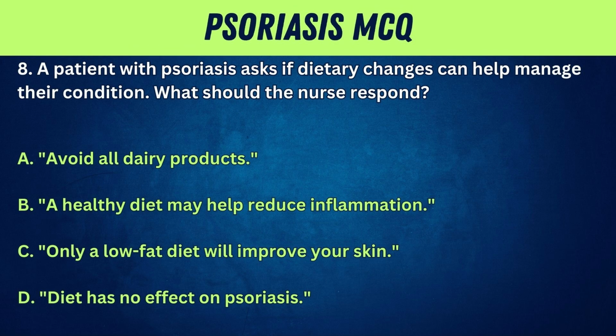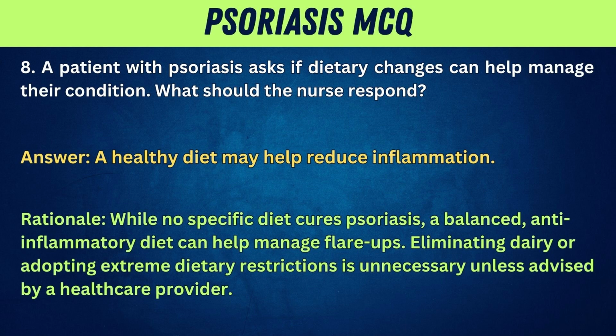8. A patient with psoriasis asks if dietary changes can help manage their condition. What should the nurse respond? A. Avoid all dairy products. B. A healthy diet may help reduce inflammation. C. Only a low-fat diet will improve your skin. D. Diet has no effect on psoriasis. Answer: a healthy diet may help reduce inflammation. Rationale: while no specific diet cures psoriasis, a balanced, anti-inflammatory diet can help manage flare-ups. Eliminating dairy or adopting extreme dietary restrictions is unnecessary unless advised by a healthcare provider.